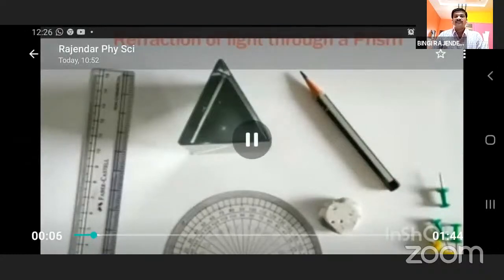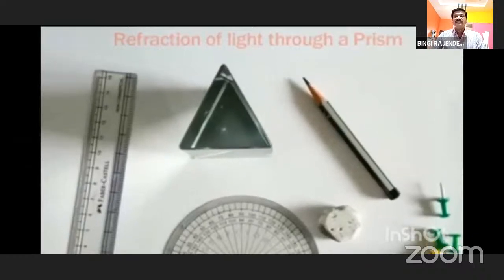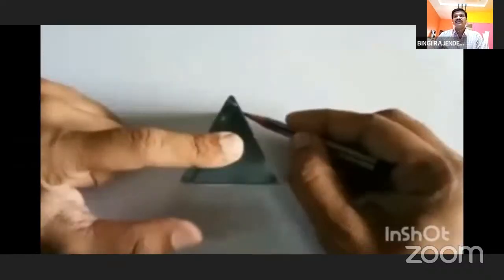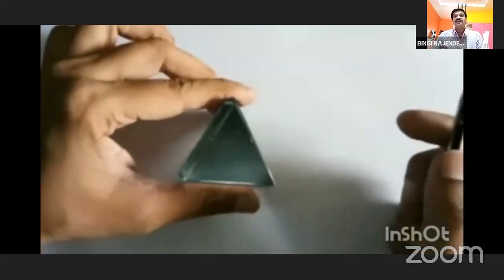Here we once again observe this experiment, taking a scale, prism, protractor, eraser, pencil, and green and yellow color pins. First we put the prism on the chart and draw its outline. It will become a triangular shape.